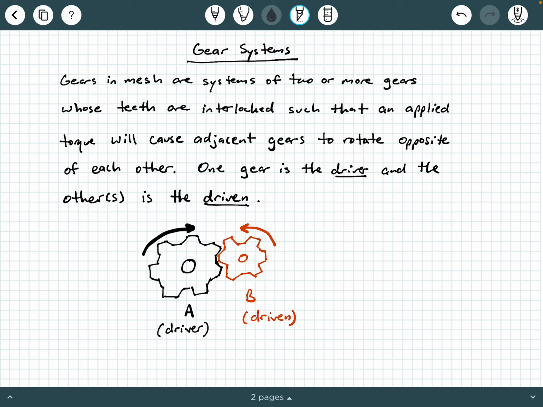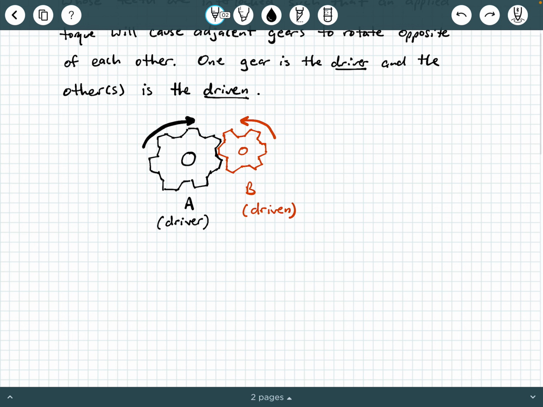Now, there are a lot of relationships that we can use that will model gear behavior. And we're not going to get into all of that in this video. This is meant to be a video for mechanics of materials, introductory, to gear systems. It's not really meant to be a machine design class. So we're not going to get into all the details, but we are going to get into some. So the first thing we're going to discuss is a gear ratio, okay?